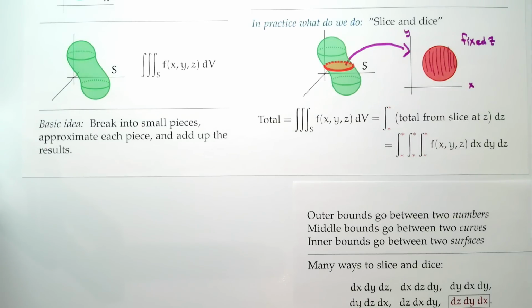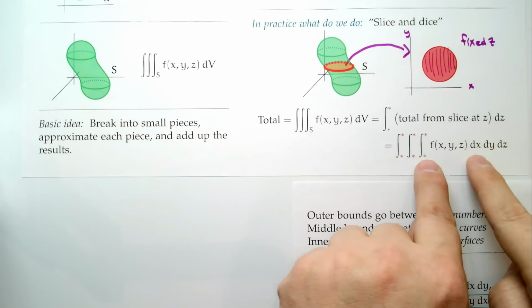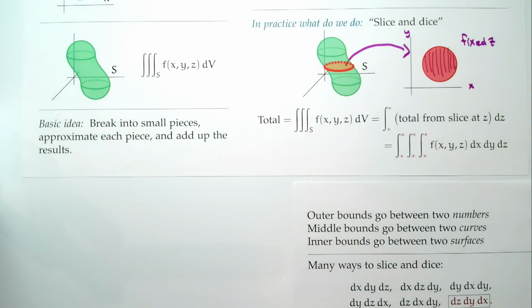And if I keep pushing in a little bit further, so now I'm into the inner bounds. Here, what would be the x, that's between 2 surfaces. So when you're thinking about setting up an integral, or you're trying to understand what an integral is, it's useful to remember what corresponds to what. The outside corresponds to numbers. Next layer in corresponds to curves. The last layer corresponds to surfaces.